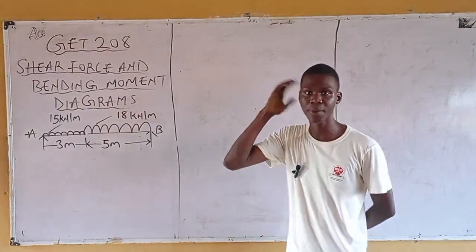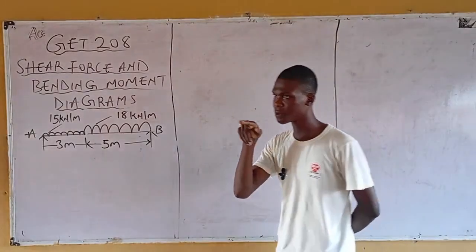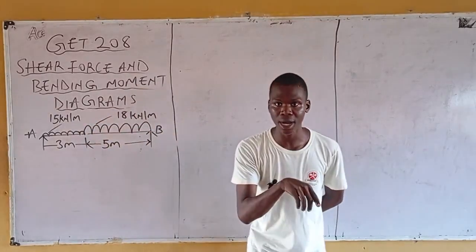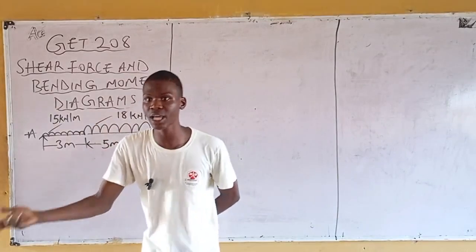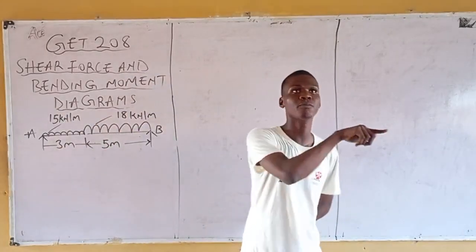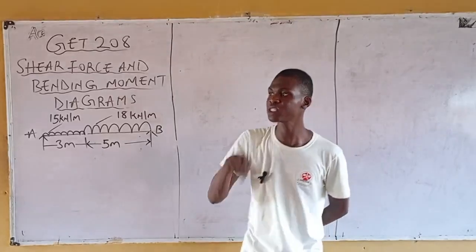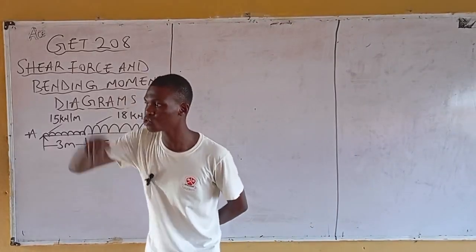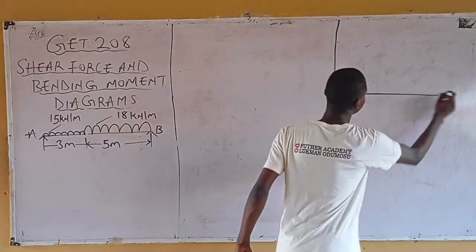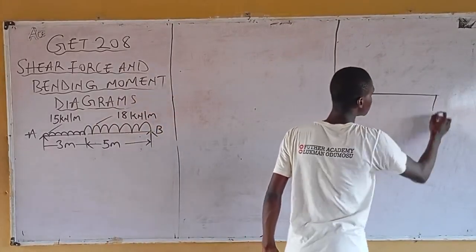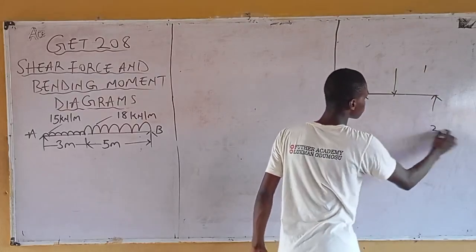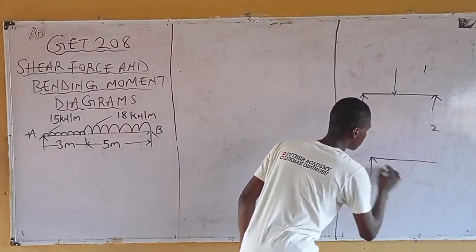We discussed that. By definition, what is a beam? We said a beam is a structural member subjected to different types of load at right angle to its axis. Meaning that any type of load your beam is subjected to must act at right angle to the axis of that beam. Let's say this is a beam.